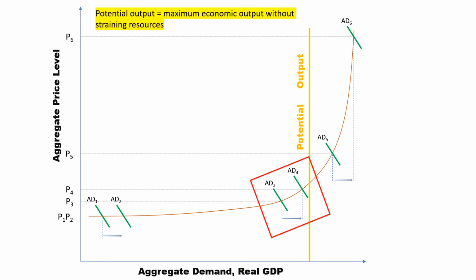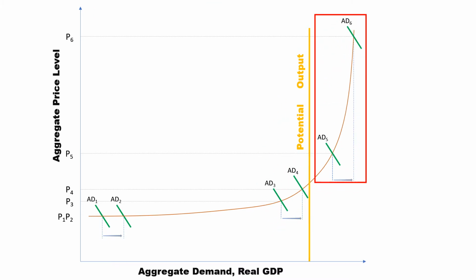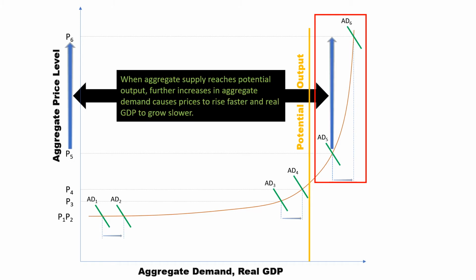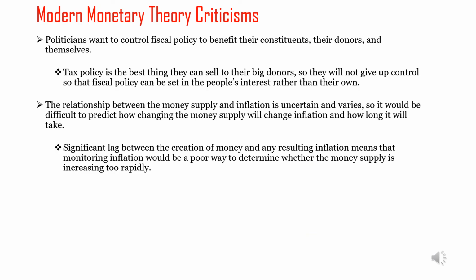However, as economic output approaches potential output, increases in aggregate demand will start to increase prices, as you can see when the economy moves from AD3 to AD4. When economic output exceeds potential output, then increasing aggregate demand increases prices dramatically, while increases in GDP are minimal. Obviously, MMT has several problems.